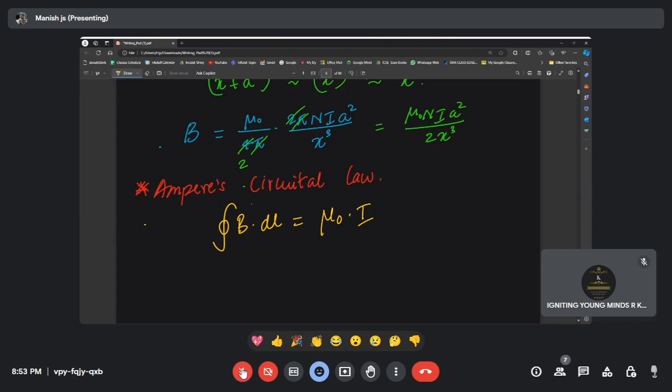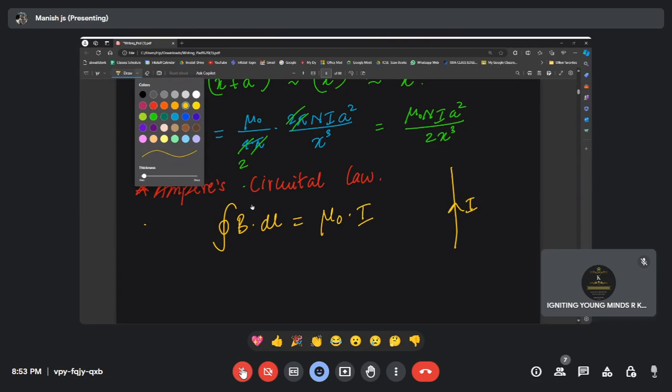So how do you get this? You know that whenever you have a straight current carrying conductor, the magnetic field is given by the right hand thumb rule. I suppose you remember it. We have just seen it in today's class.